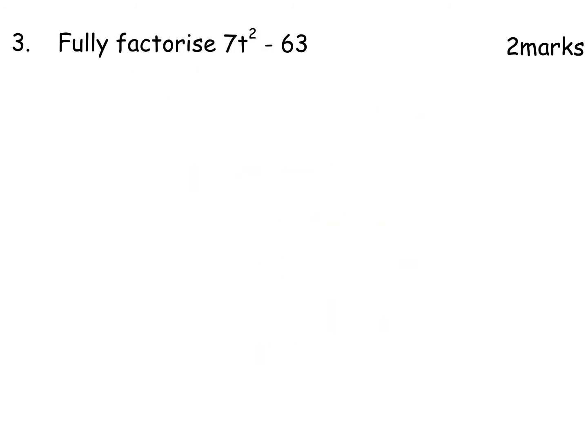Okay, then we have another non-calculator question again. Fully factorise. Fully factorise, and the 2 marks tell you that there's more than one step to it. Obviously, you should spot the common factor of 7. So you divide everything by 7, and that leaves you with t squared minus 9. Now that is not worth 2 marks, okay?